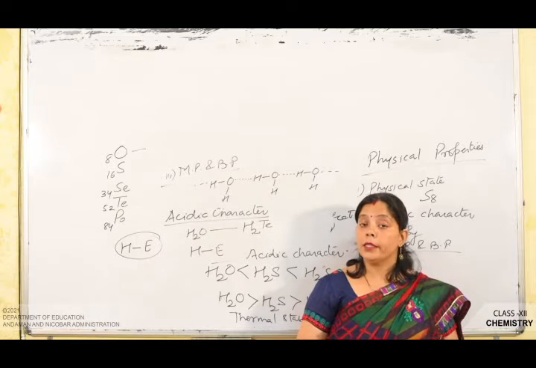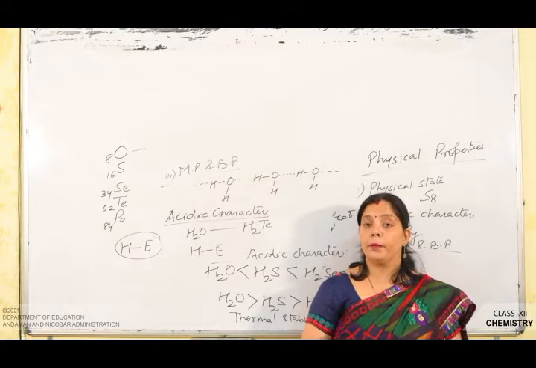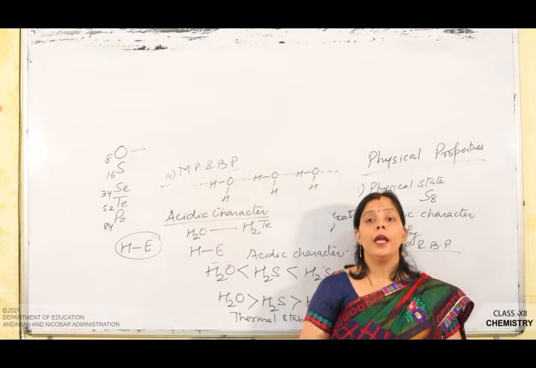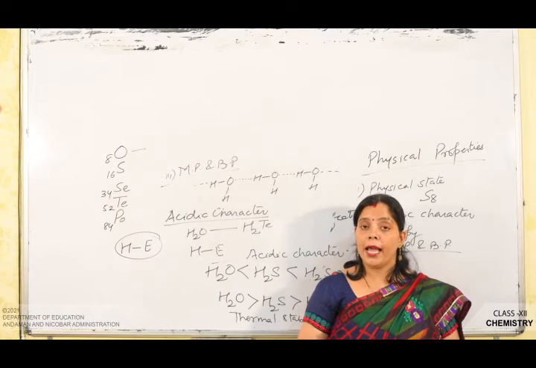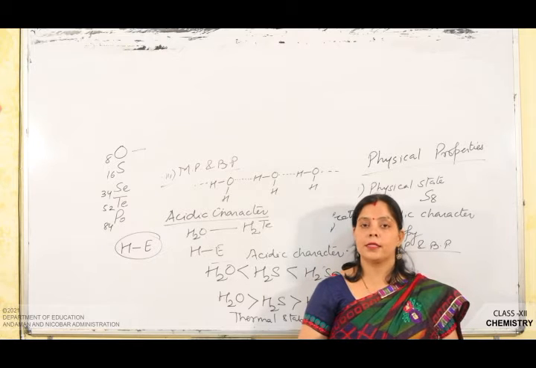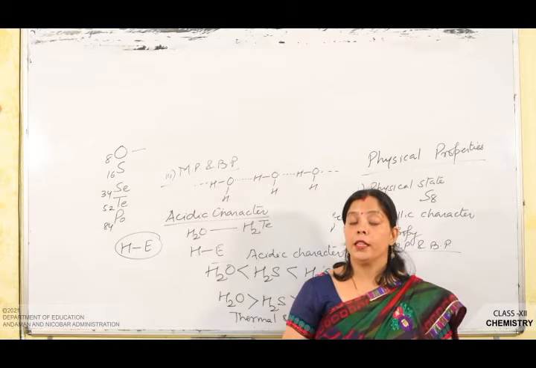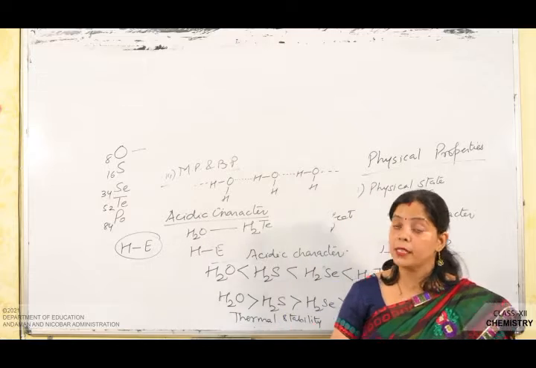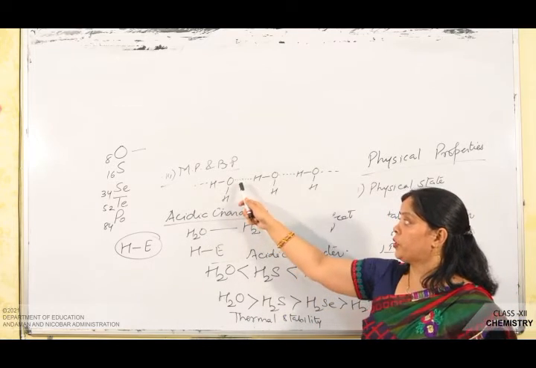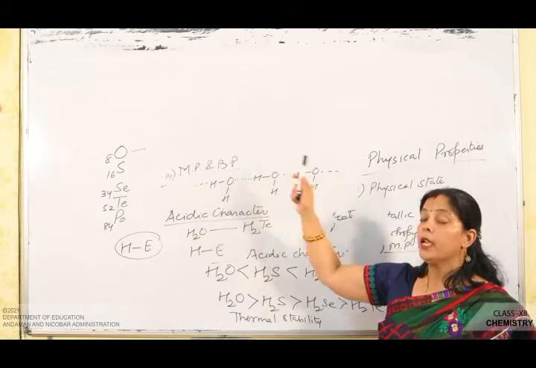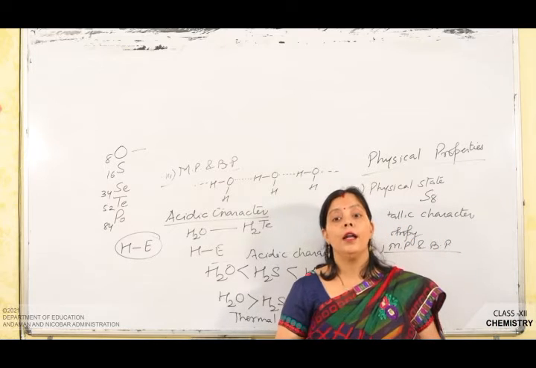The other elements of group 16 do not take part in intermolecular hydrogen bonding, as they are less electronegative, and their hydrides exist in the form of gas. Their physical state is gas, whereas H2O, due to the formation of this intermolecular hydrogen bonding, exists in the liquid form.